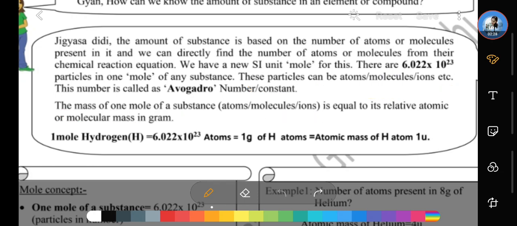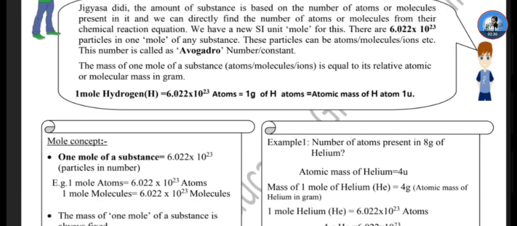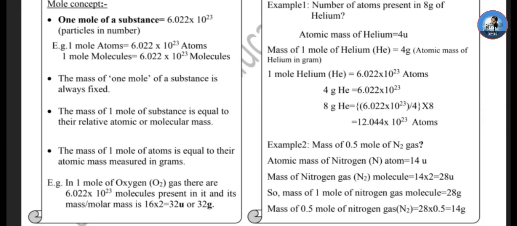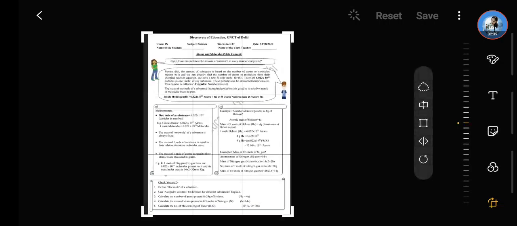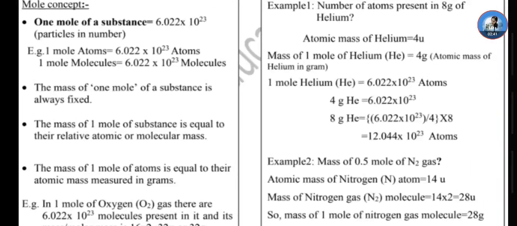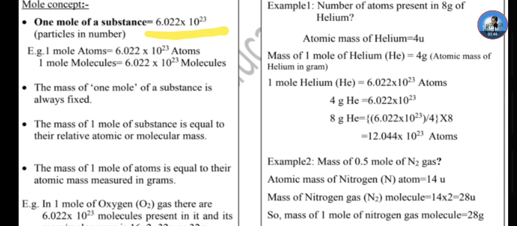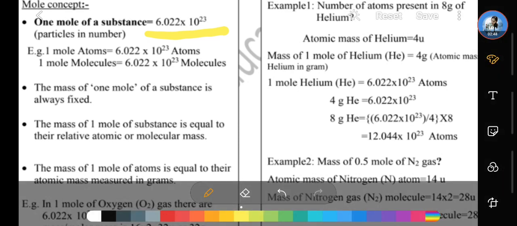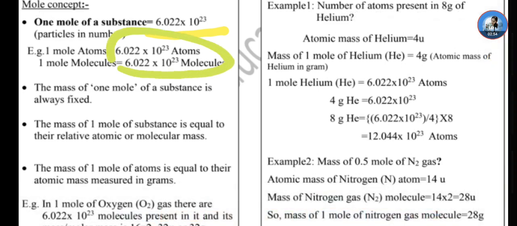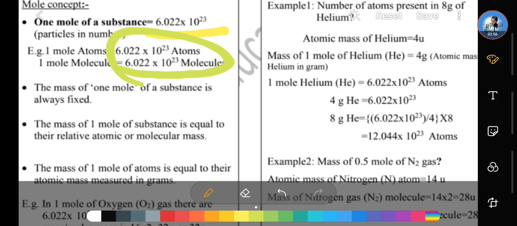Okay, let's move on to the mole concept. So students, here you got a few pieces of information about mole of the substance. What is 1 mole of the substance? The value is fixed, that is 6.022 into 10 raised to power 23. It means 1 mole of atoms, 1 mole of molecules, everything is fixed, that is 6.022 into 10 raised to power 23.